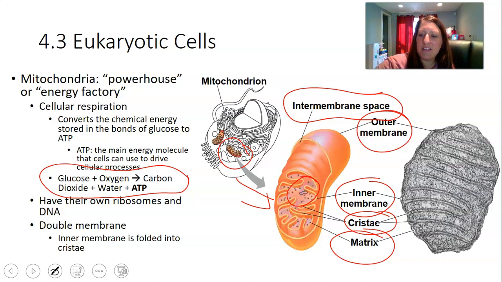So here is the electron micrograph of the mitochondria, and again, here's the cartoon. Okay, so again, structure, it's a double membrane, an outer and an inner membrane. Those are both phospholipid bilayers. There's a space in between. The inner membrane is folded into cristae to increase surface area. The inside fluid is called the matrix, which houses ribosomes as well as DNA. Okay, I think I covered everything on there. This again is the site of cellular respiration.